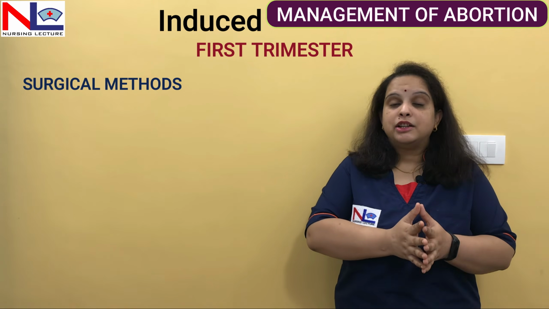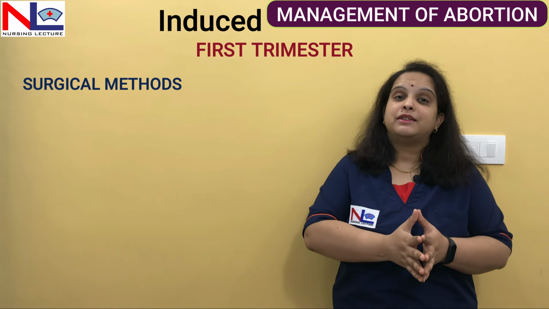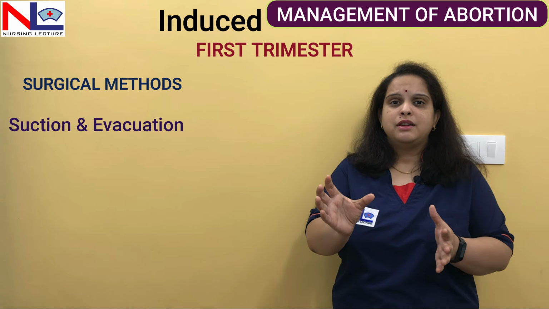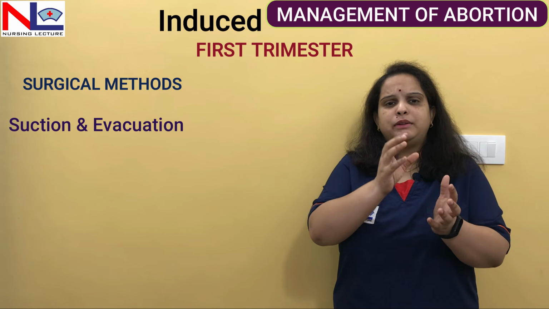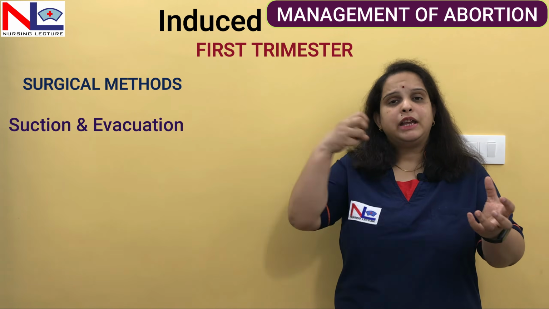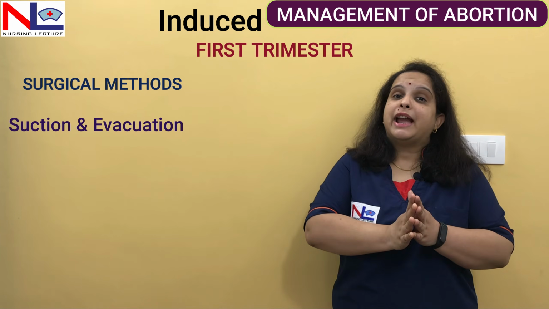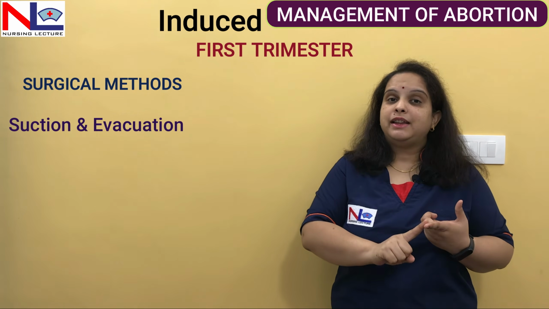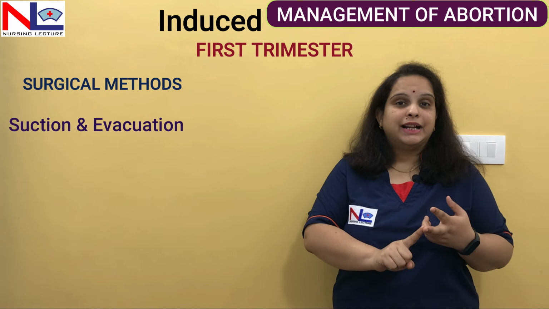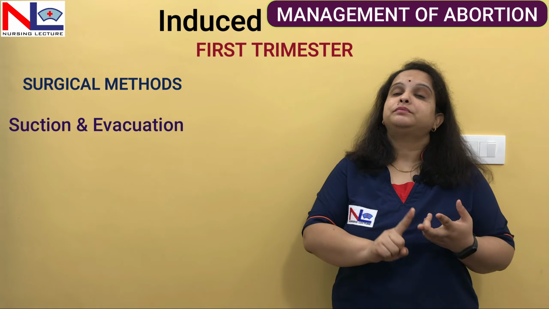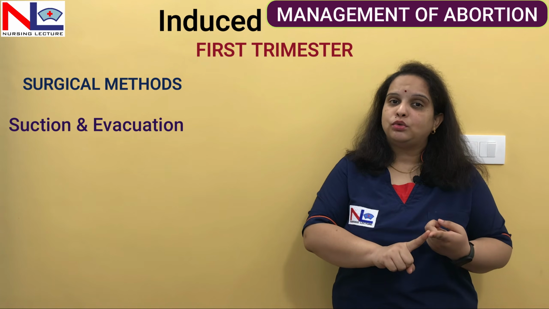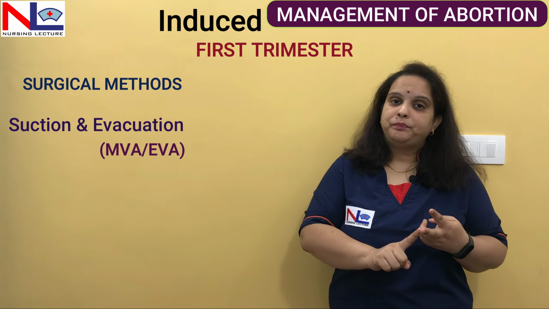So the surgical management that we do in the first trimester is suction and evacuation. Suction means we are creating a vacuum and evacuating, emptying the uterine cavity. The vacuum can be created in two ways: one by the manual method and another by the electric machine. So this could be done by two, MVA and EVA.